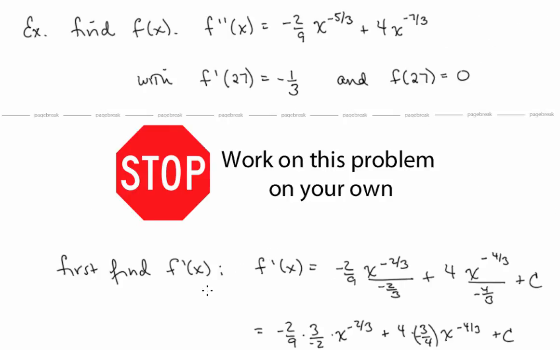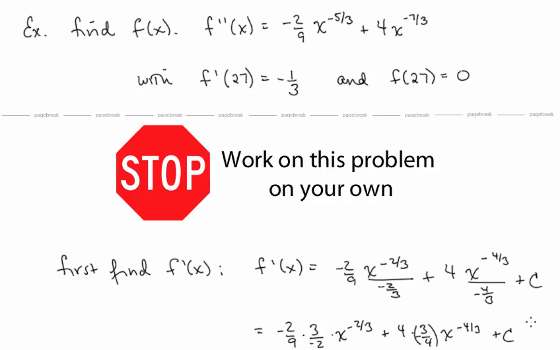So we start by finding f prime of x, and so we want to take our antiderivative from f double prime. So this constant multiple of -2/9 will carry. We want to add 1 to the power here, so that's going to give us x to the -2/3, and so we divide by -2/3, plus this constant of 4 is going to carry here, and then here we have x to the -7/3. We want to add 1 to that power, so we get x to the -4/3, and we divide by that. And then we add on our c, our constant.